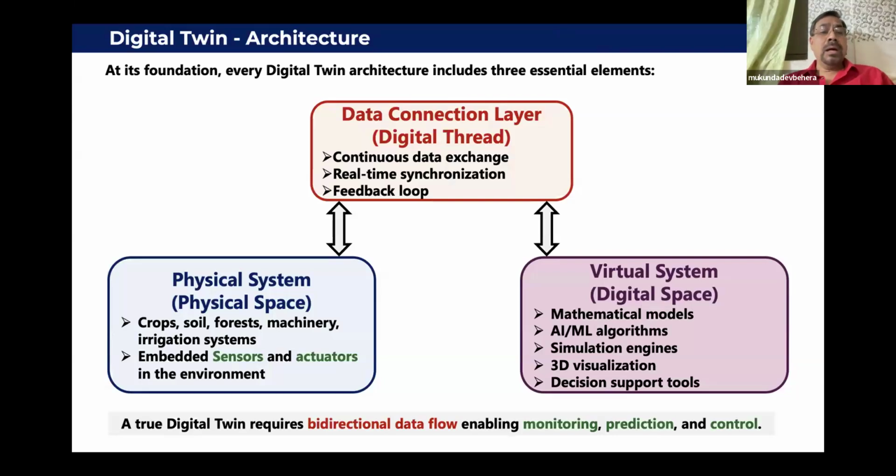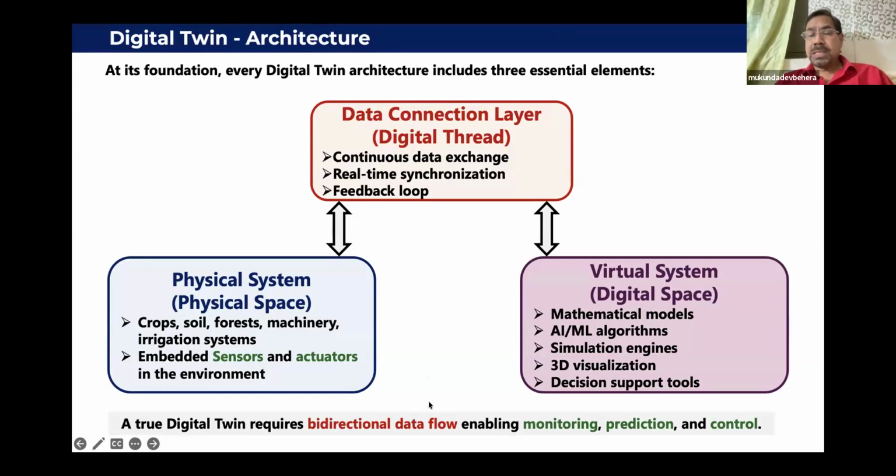Moving on to the architecture of a digital twin, we can put it this way. At its foundation, every digital twin architecture includes three essential elements. One is the digital connection layer, which we call the digital thread, and you have the physical system on one side and the virtual system or the digital space on the other side. The physical system is whatever is in the real world, with embedded sensors and actuators, which give us the data as far as the ecosystem or the environment is concerned.